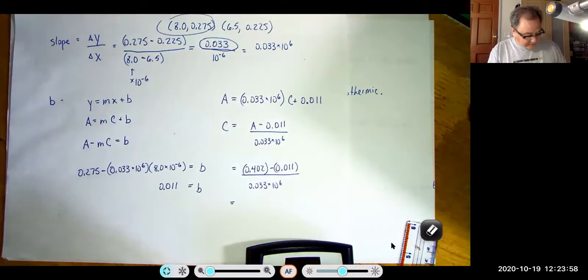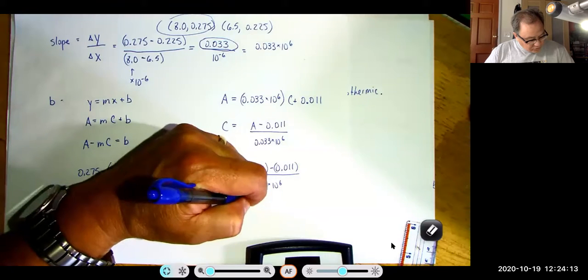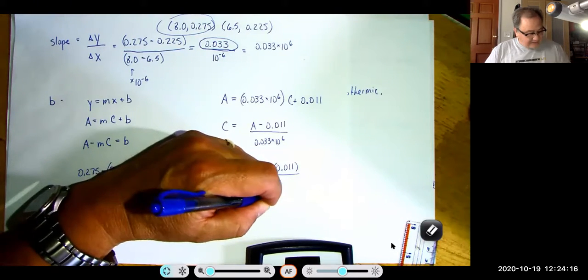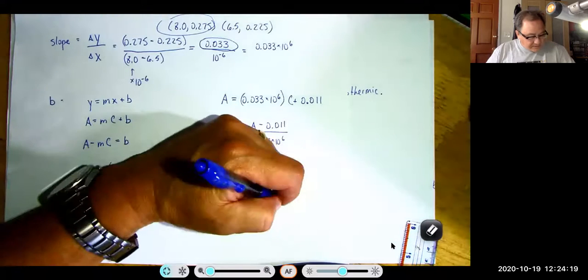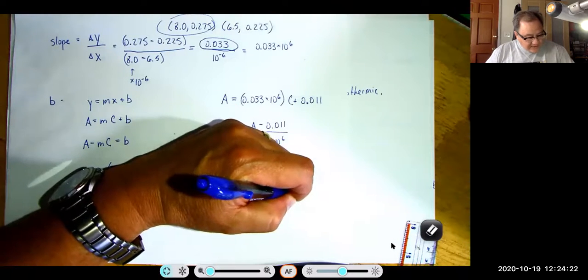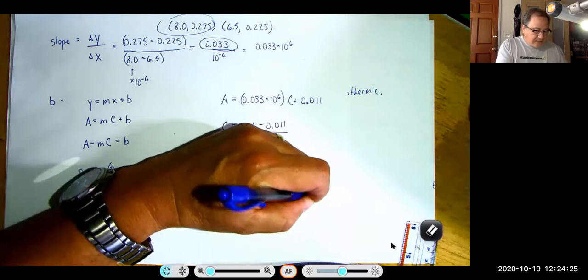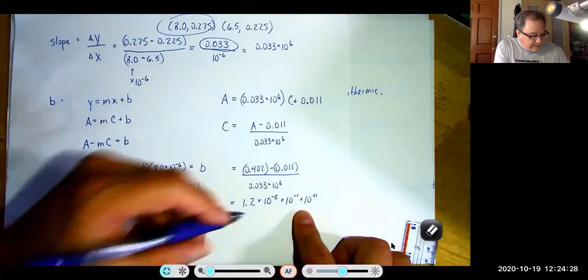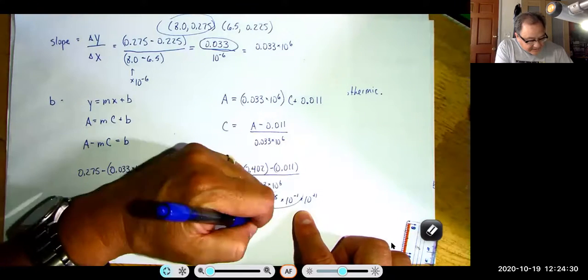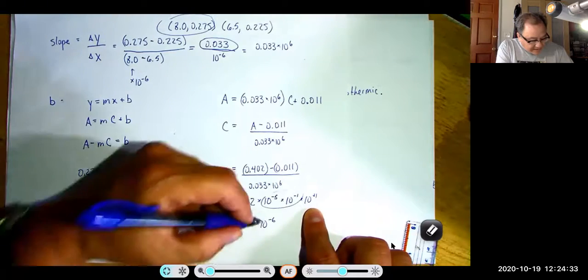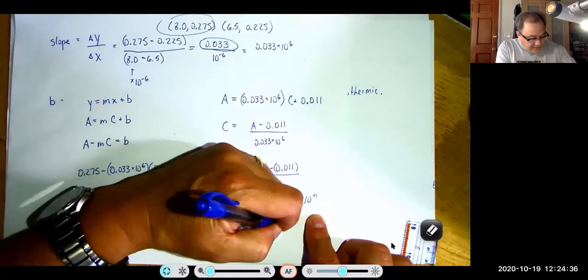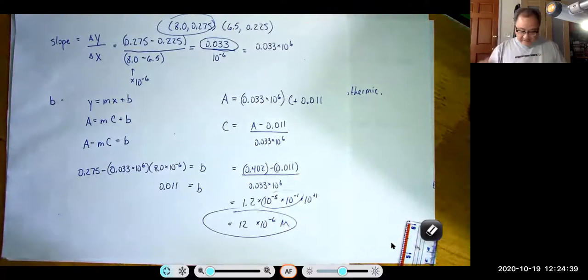And I got to put this in scientific notation. And I get 1.2 times 10 to the minus 5. Now I'm going to multiply this by 10 to the minus 1 and times 10 to the plus 1. And when I do that, I'm multiplying by 1. I'm going to take these and combine them and get 10 to the minus 6, and take these and combine them and I get 12. So that's my concentration, 12 times 10 to the minus 6 molarity.